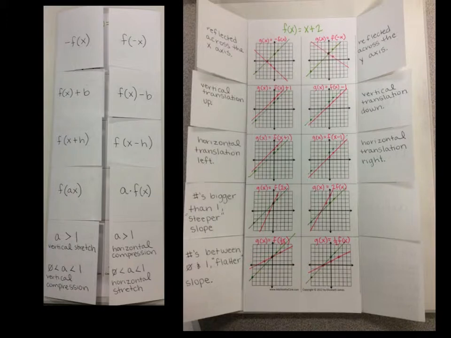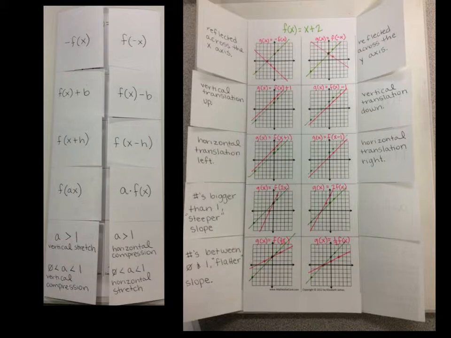So the first thing I'd like to do is just talk to you about the function notation, what the transformation looks like in words, and then what it looks like on a graph. So the first transformation that we talked about is when we have negative f of x. So remember, we graphed f of x as x plus 2, and that is the green line that we graphed on each of these coordinate planes. So notice that green line is the same on all 10 of these.